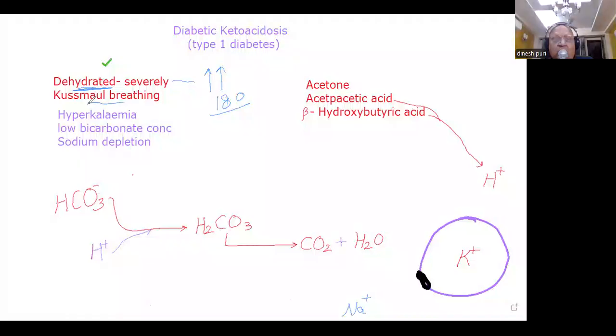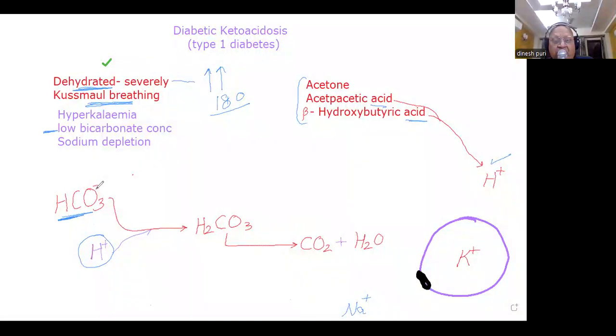Why is there Kussmaul breathing, deep and fast breathing? This is linked with low bicarbonate concentration. Let us start from here. These are the ketone bodies, acetoacetic acid and beta hydroxybutyric acid. That means they are capable of donating protons. So lots of protons will be there, and the first line of defense against this increased proton load is the bicarbonate buffer.